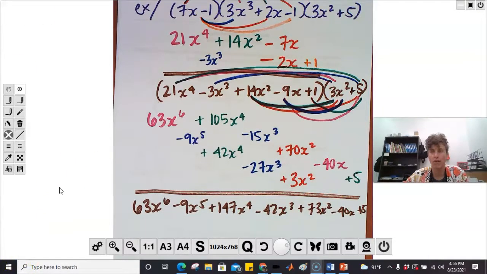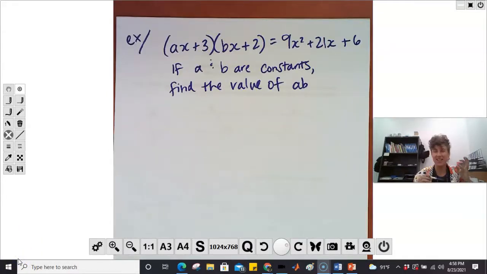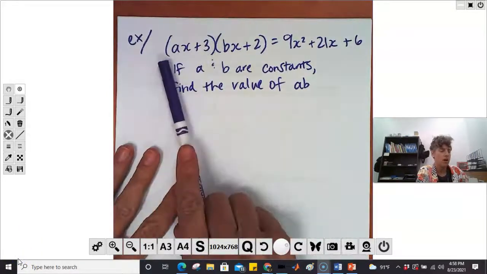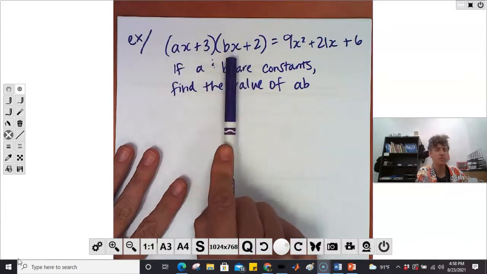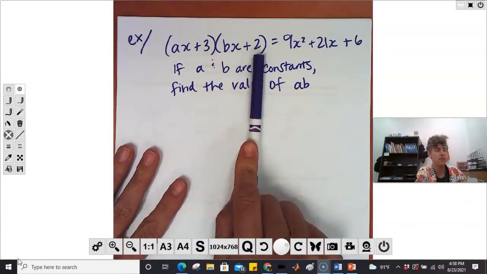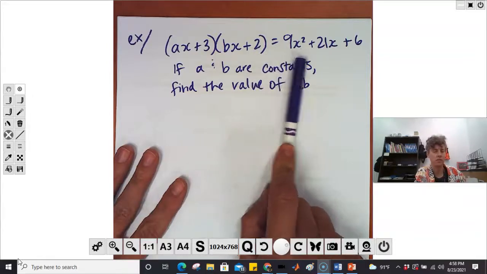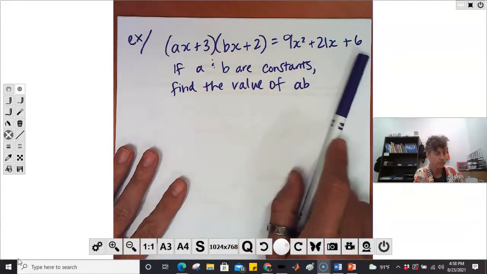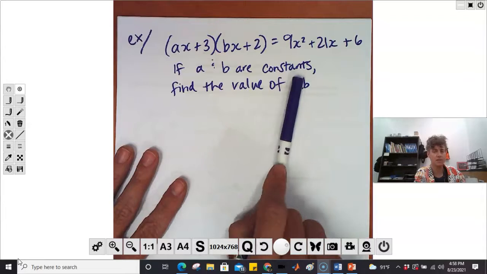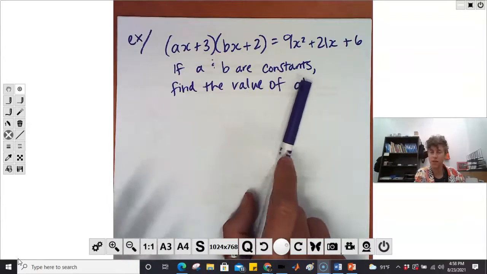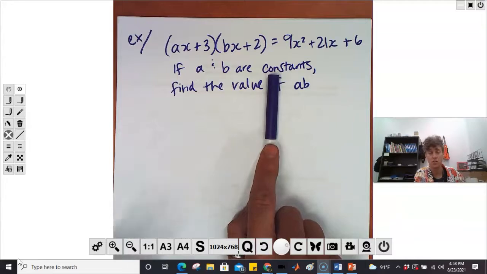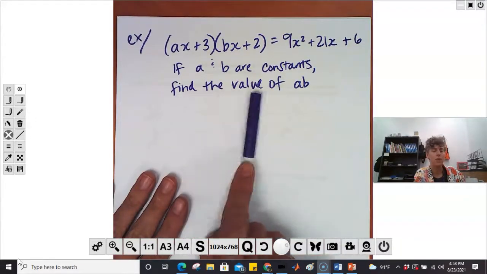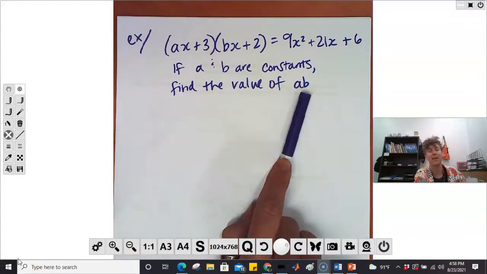Let's do one more example. Last one, last example. We have ax plus 3 times bx plus 2. That's going to equal 9x squared plus 21x plus 6. If a and b are constants, meaning some number, could be a fraction, could be a whole number, could be a negative number, could be a positive number, it's just a number. Find the value of ab, also known as a times b.